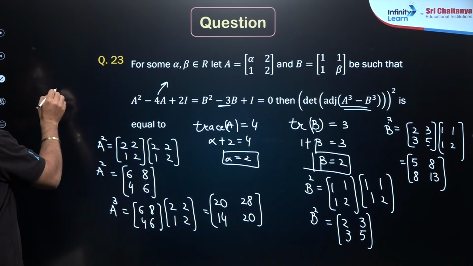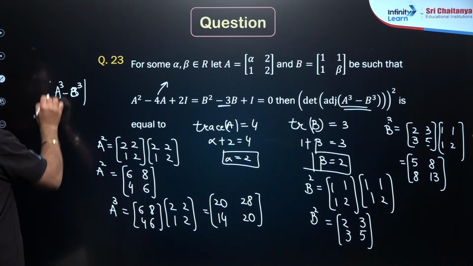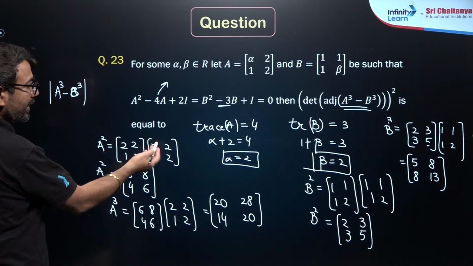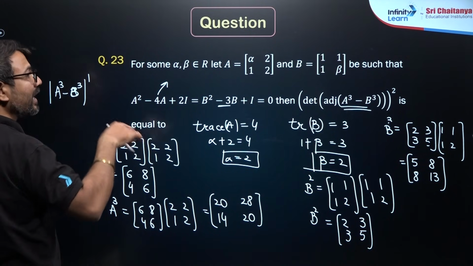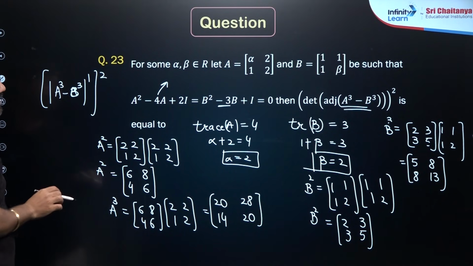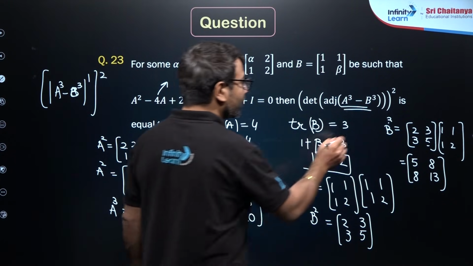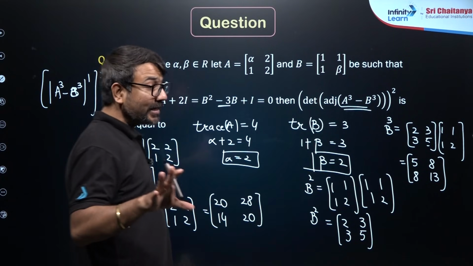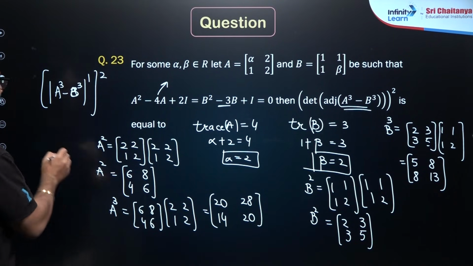So determinant of adjoint is determinant of A cube minus B cube to the power n minus 1. So n is the order of the matrix, so that is 1. Now they asked us to apply the power 2 on it. So here it has to be multiplied by 2. Are you able to understand? So whatever you get from A cube minus B cube, the determinant value of A cube minus B cube, you do A cube minus B cube is what?